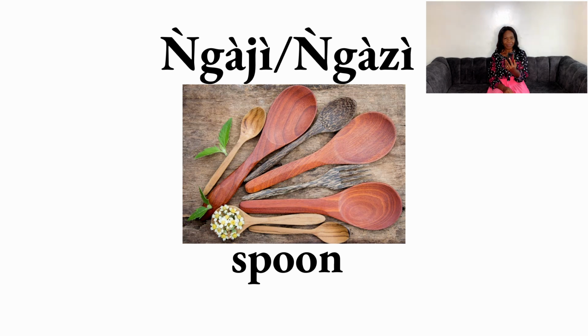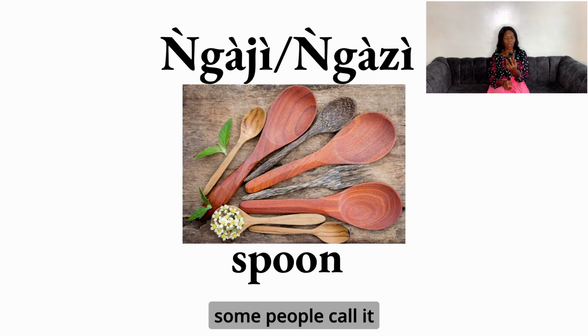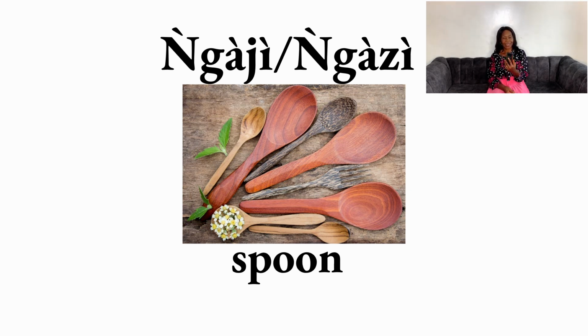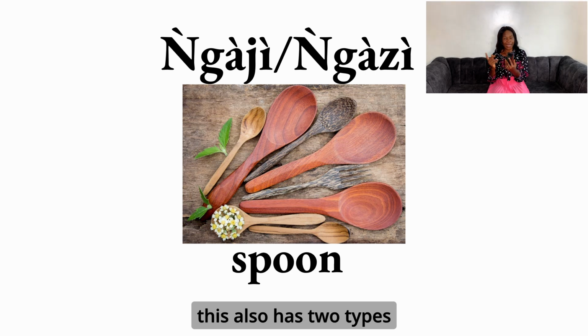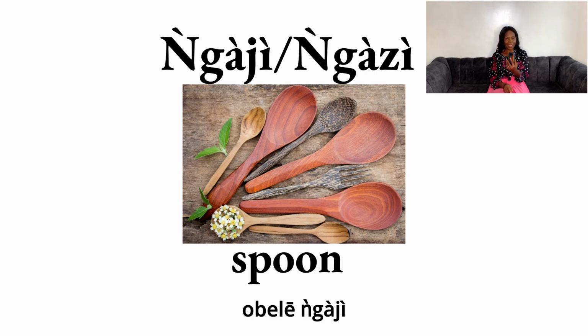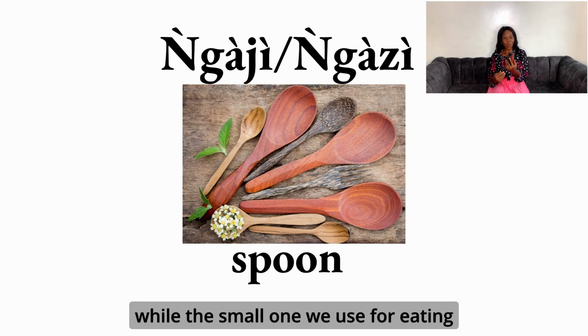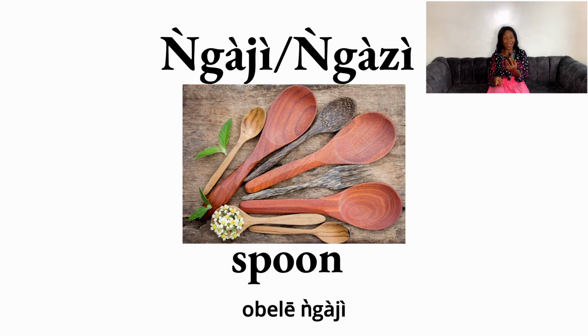Ngaji or ngazi. Some people call it ngaji. Some people call it ngazi. That's spoon. These also have two types, the small and the big. Obele ngaji. Nnukwu ngaji. The big one we use in stirring food is known as nnukwu ngaji, while the small one we use for eating is obele ngaji.